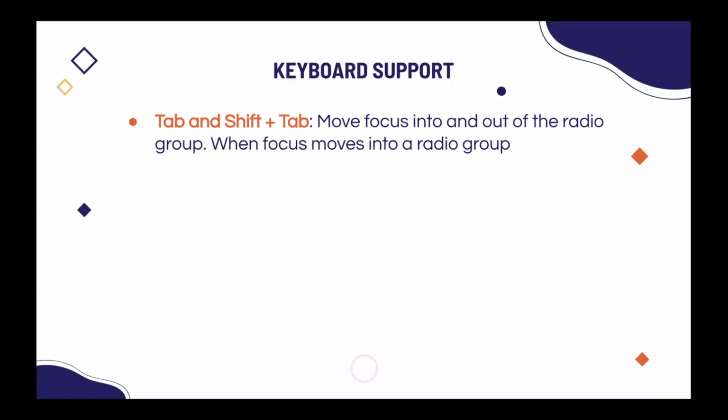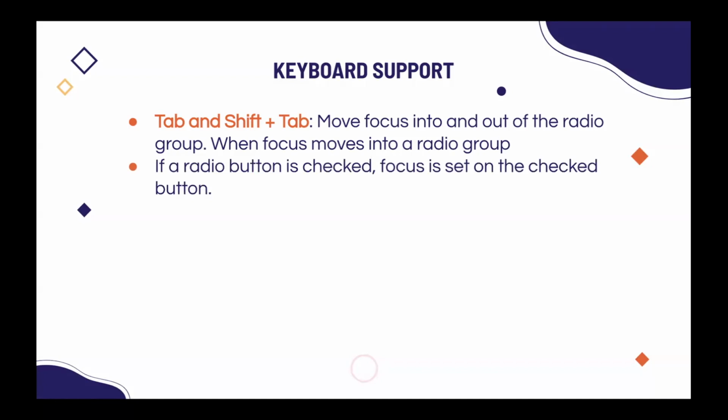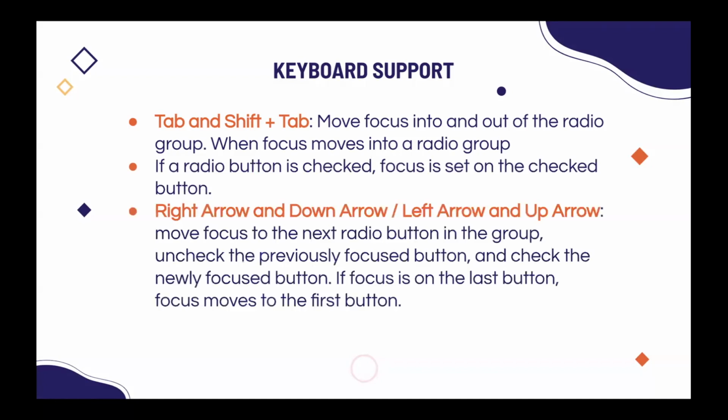So for keyboard support for radio group, we need to be able to tap into the radio group. And when you tap into this with your keyboard, you should immediately be able to go to the button that's selected already. You don't need to go from left to right. You go directly to the button selected. Also with the left and right arrow or top and bottom arrow, you should be able to go through all the buttons. And when you move to the next one, the focus should also go there, and the button should be selected also.